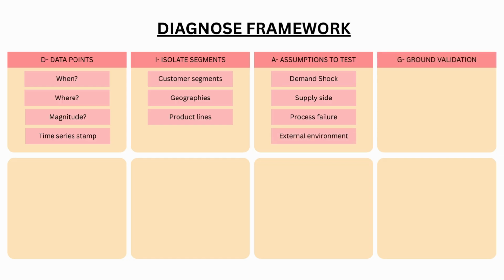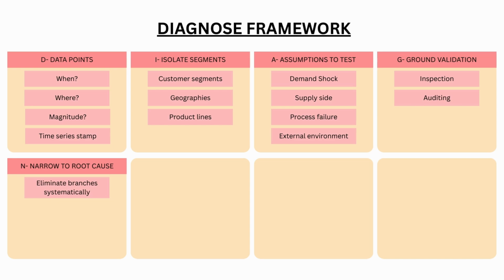Next is ground validation. Now we check the reality. We do the inspection and auditing of the existing systems. We check the real users, real operations, real logs, real ground teams, etc. Then we narrow to the root cause. This is the most important step. You remove weak causes, you keep only what actually explains the data.